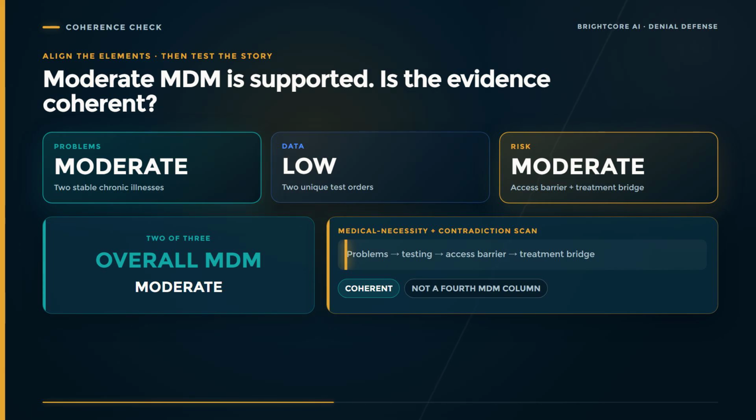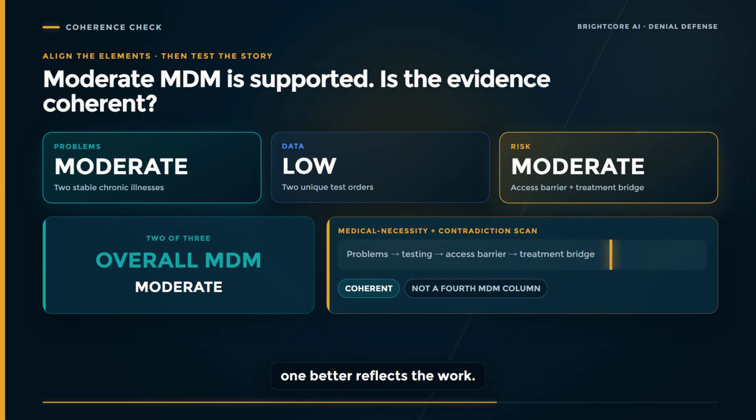CMS describes medical necessity as a primary payment consideration for Medicare. Other payers may apply their own rules. This is not a fourth MDM column. It is a check against reporting a higher service when a lower one better reflects the work.